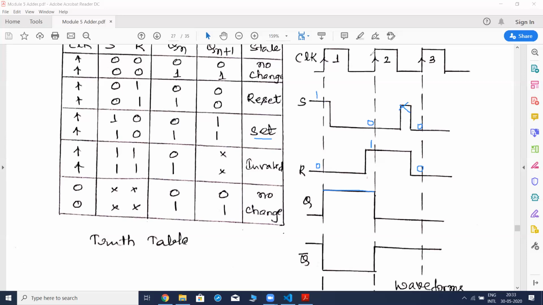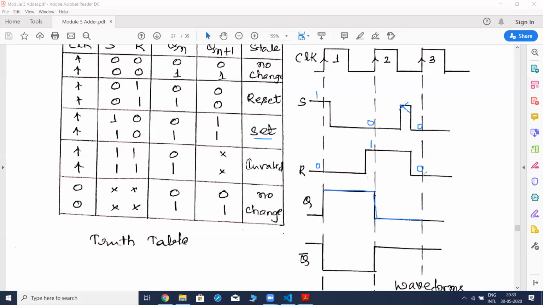Right. Now let us see what happens in the second clock pulse. What is the input that is given? S is 0 and R is 1. If R is 1, then it is reset state. Reset means from 1 it will come down over here. Reset means Q is 0. That's why for the second clock pulse, we are getting this kind of output.